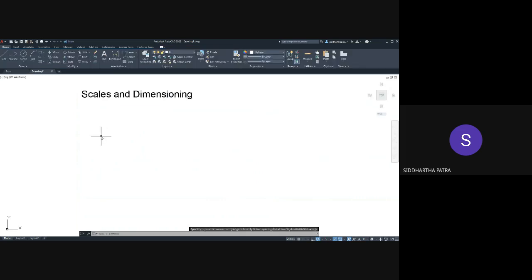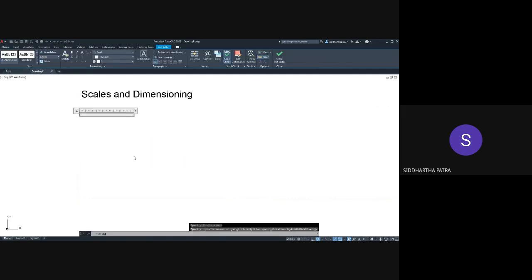Okay, so let's start by discussing scales. The term scale basically means that, in engineering, a lot of components are much larger than what would fit in our drawing sheet. If we take that example, then we would want to draw those objects in something called reduced scale.